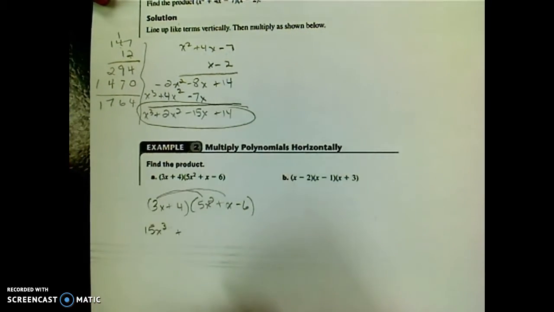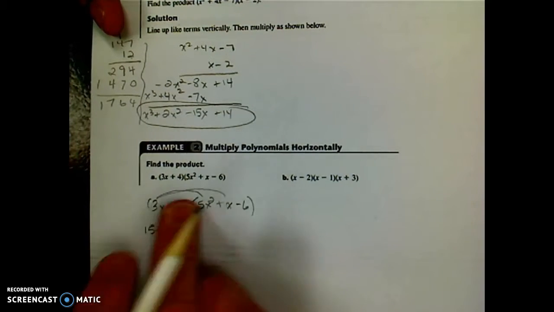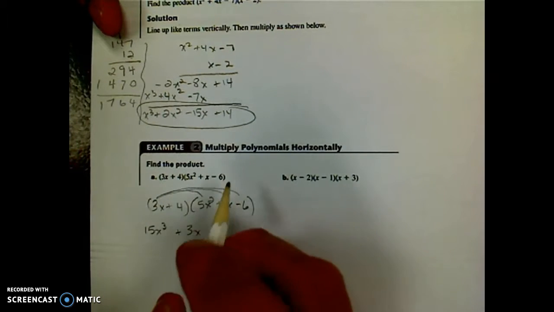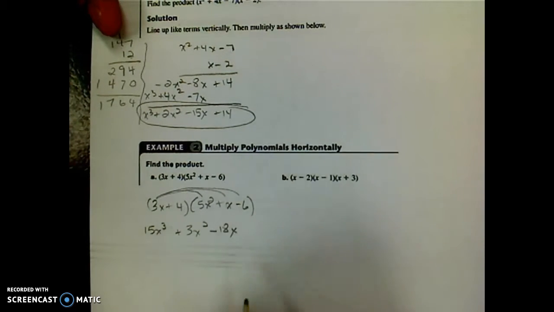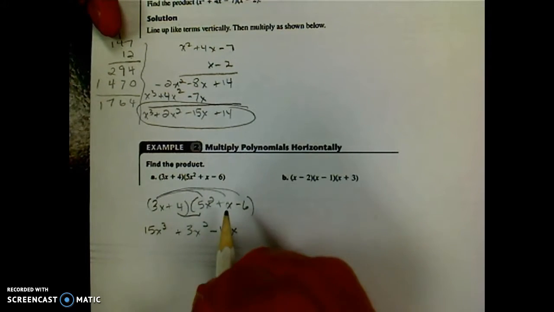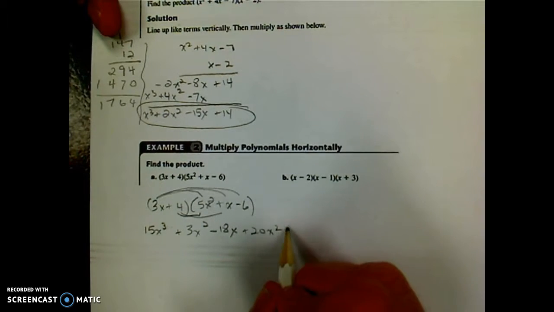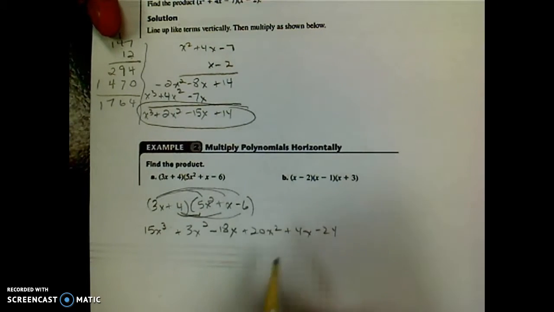Really easy to lose an exponent here. So 5x squared times 3x is 15x to the third. 3x times x is 3x squared. 3x times negative 6, negative 18x. Now we come back. 4 times 5x squared is 20x squared. 4 times x plus 4x. 4 times negative 6, negative 24.